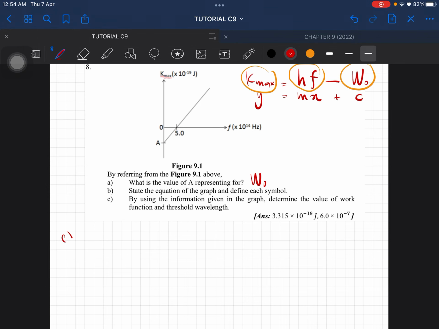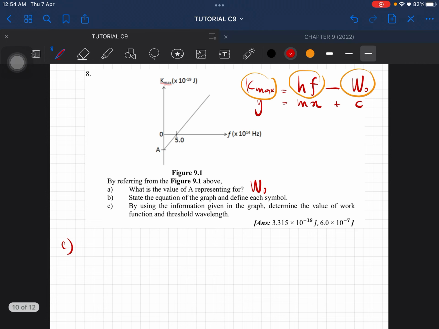Okay, and then question C, we have to determine the value of work function and threshold wavelength. So the work function, we can actually calculate that by using this, where the threshold frequency is at this point. So this is the threshold frequency. Okay, so that would tell us the work function to be equal to this value here.